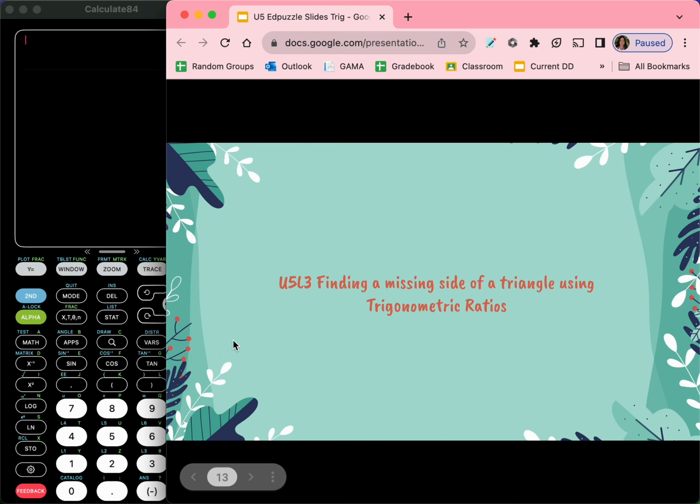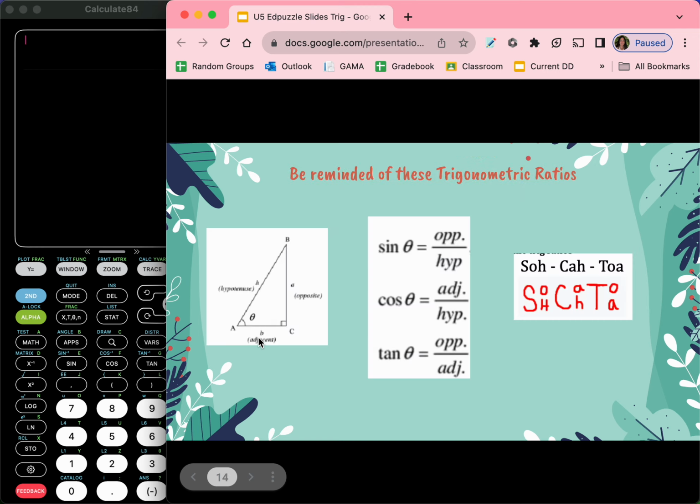In this video, we're going to be going over how we can actually use our trigonometric ratios to help us find a missing side of a triangle. So recall, these are what we did in the trigonometric ratios lesson, where we were introduced to these three ratios, and you were given the shortcut of SOHCAHTOA to help you remember these ratios.